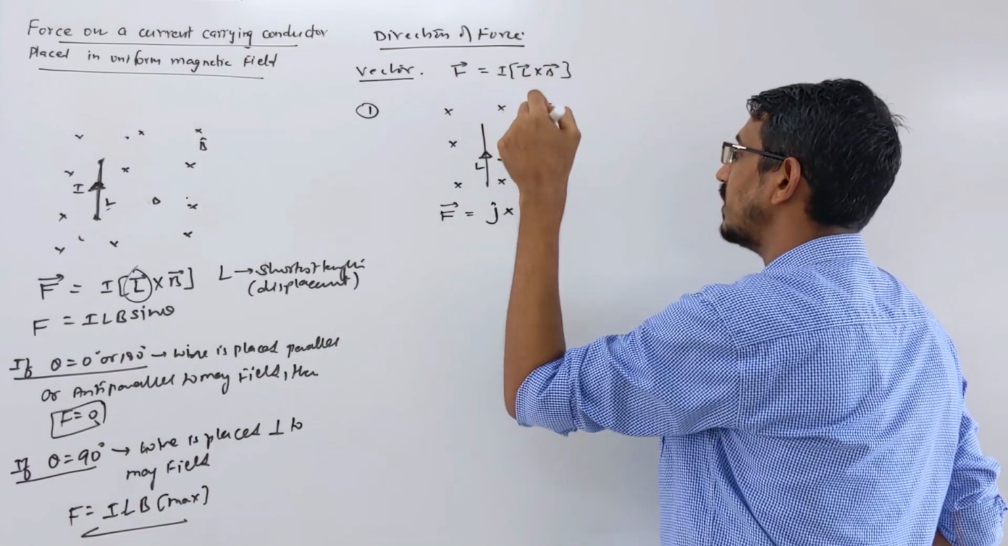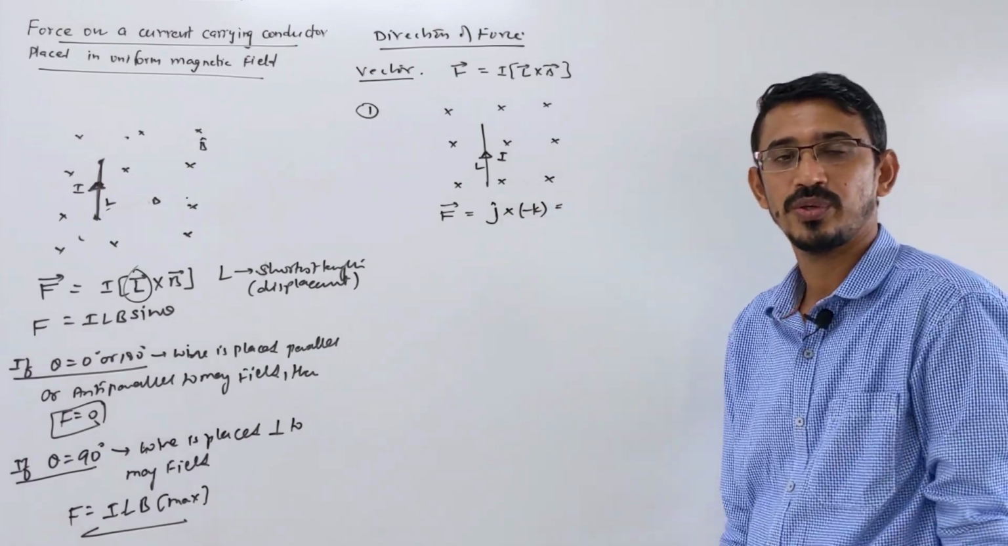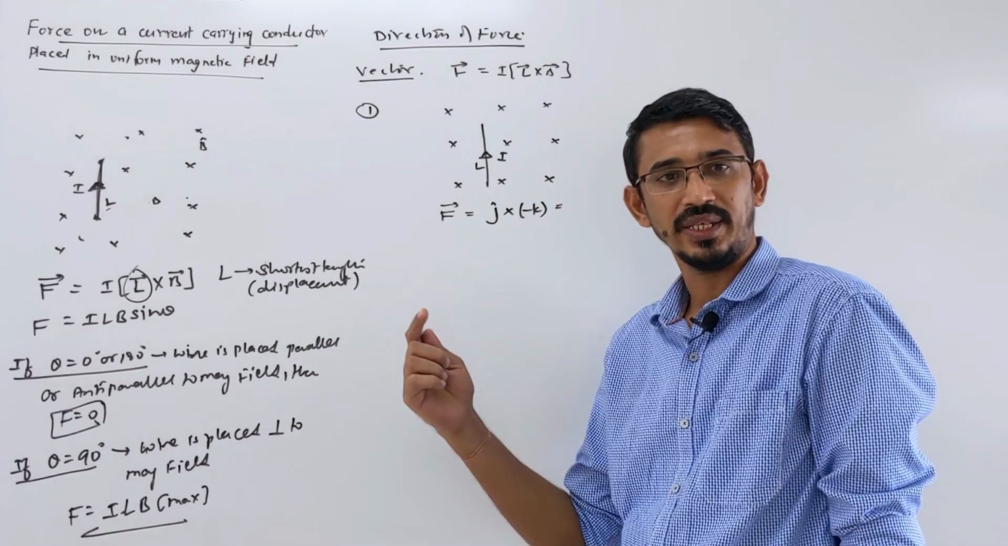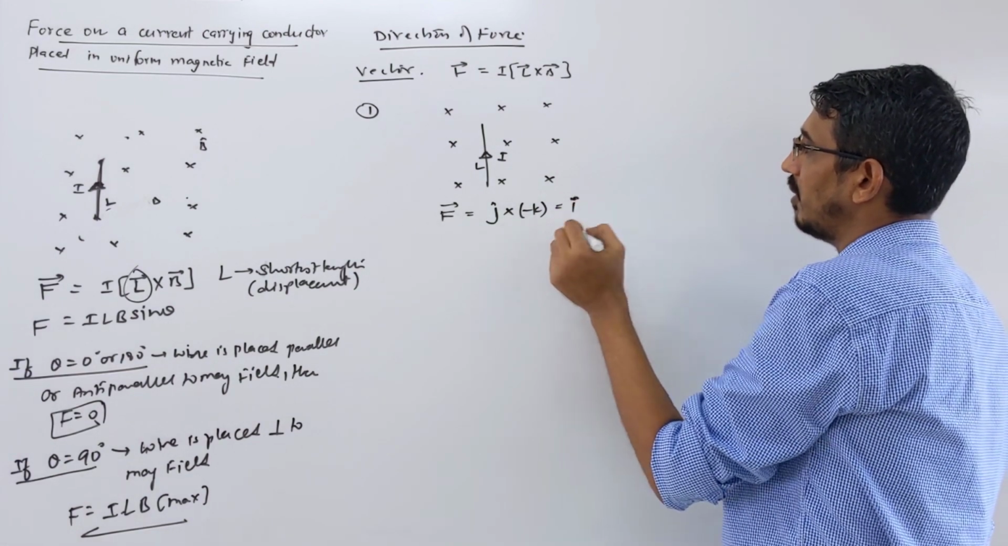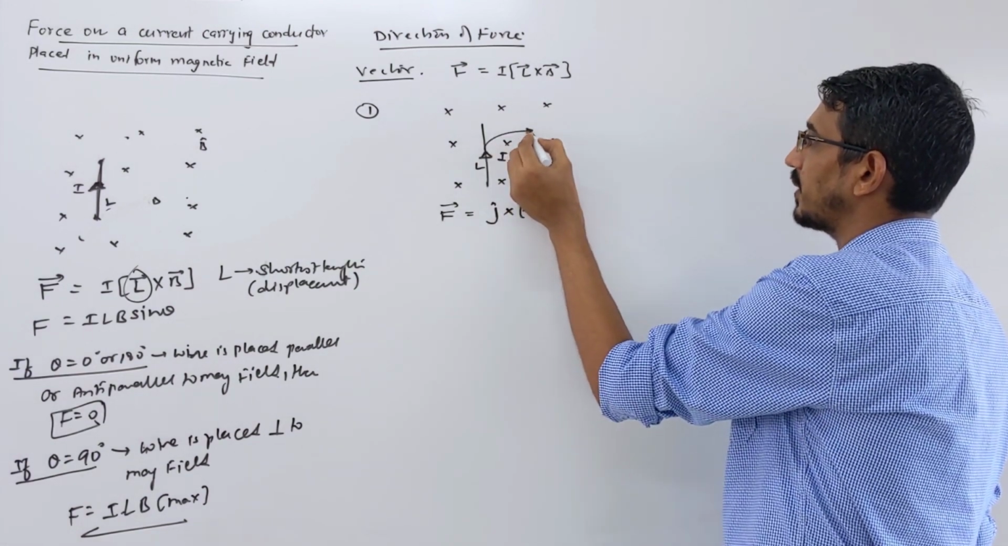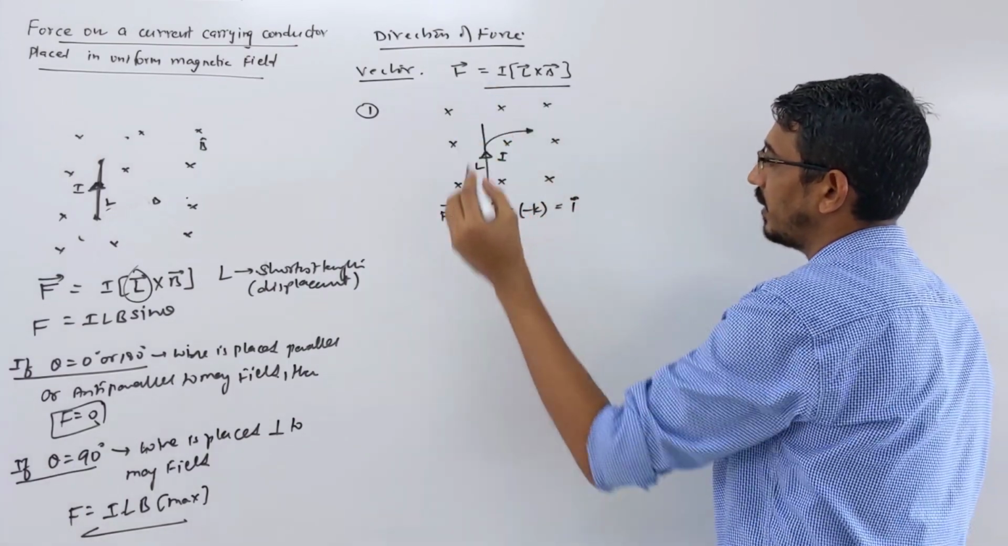Correct. The magnetic field is into the board, so minus K direction. J cross K is called what? Minus I, right? Minus I, and one minus is here, so it becomes plus I. Means this wire will move in that direction. Correct. Now, if you don't understand the vector rule, then we have the hand rule.